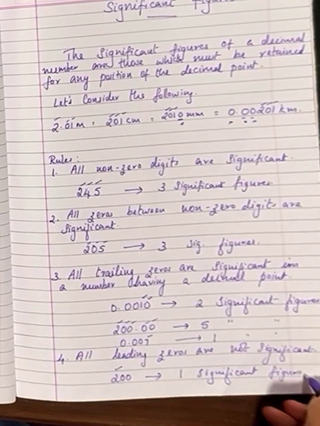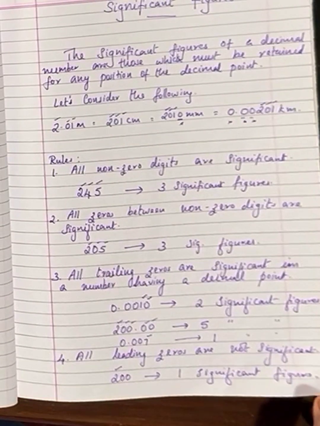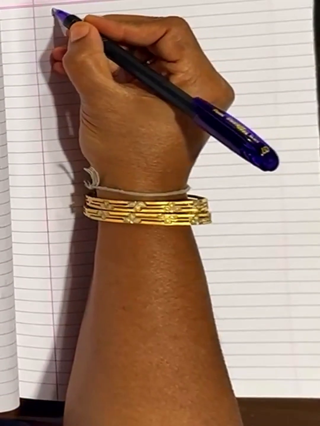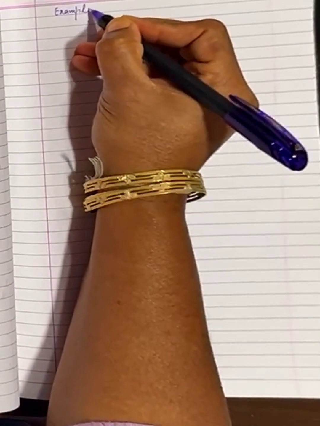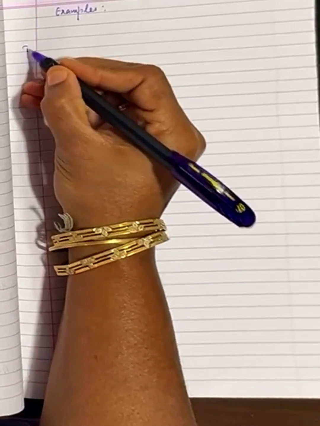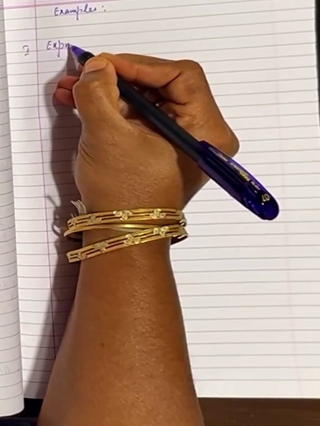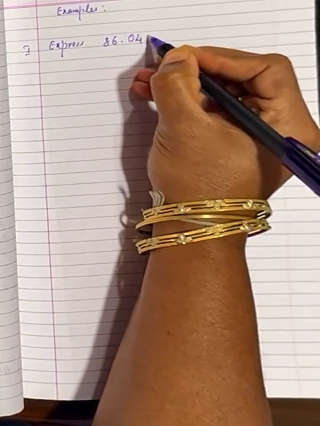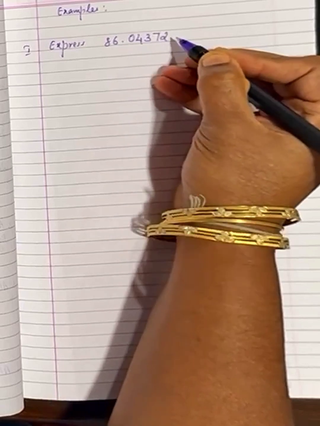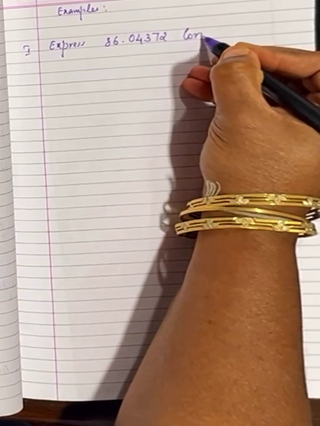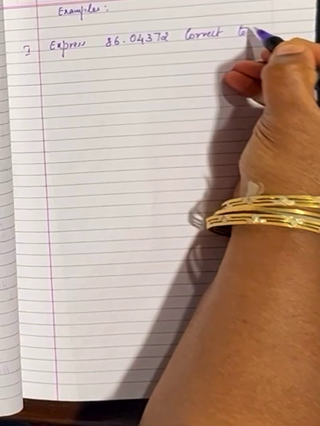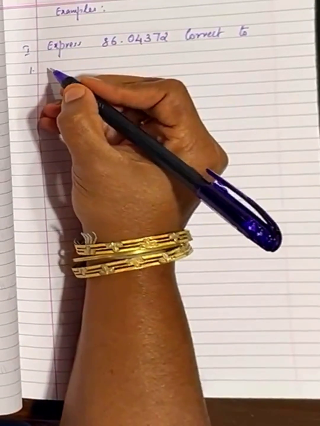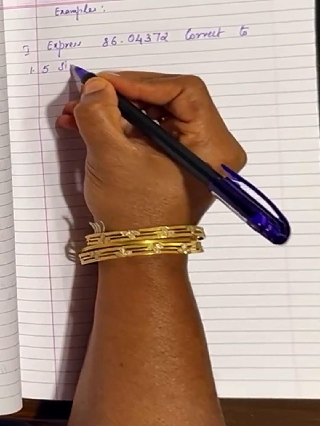Let us check some questions also to have clarity in the topic of significant figures. In the questions we'll see how many significant figures we have to write, and we'll convert the number so that it is closer to whatever significant figure they are asking. Okay, let us take the question 86.04372. We'll see some questions, the first one being 5 significant figures.